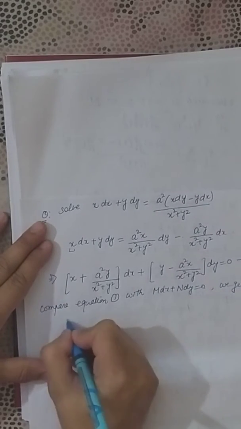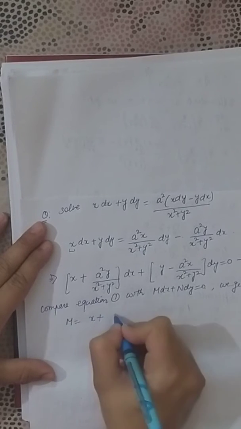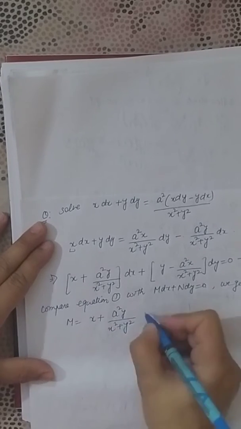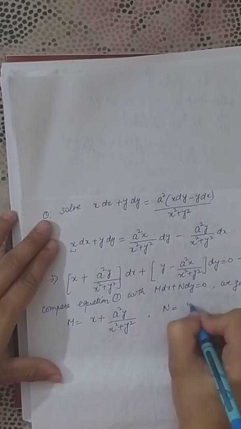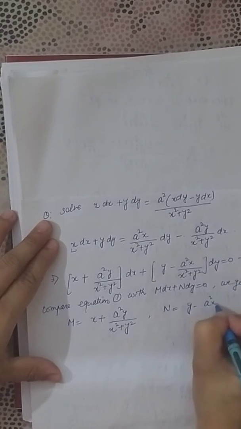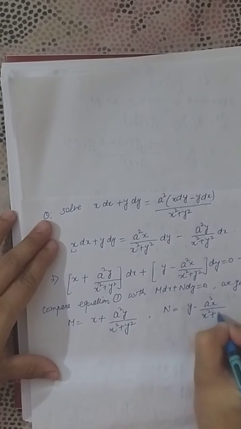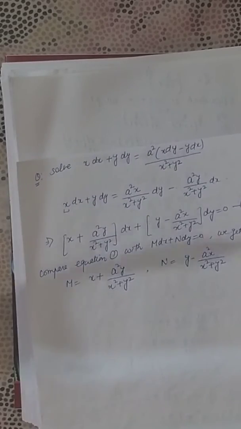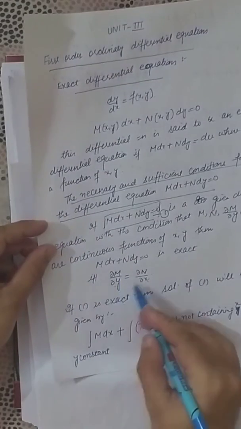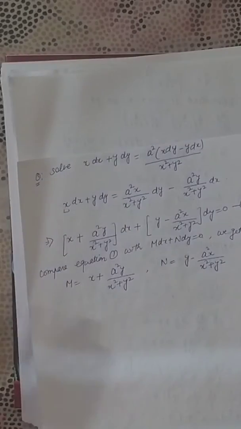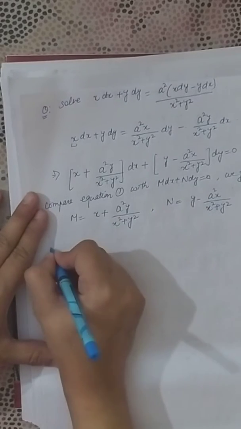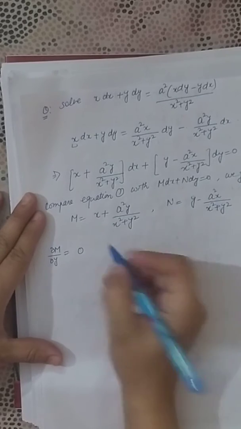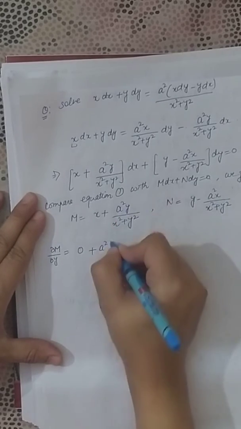We get M equal to x plus a square y divided by x square plus y square, and N equal to y minus a square x divided by x square plus y square. Now we have to evaluate ∂M/∂y and ∂N/∂x. Now ∂M/∂y: x is constant, its derivative is 0. I take a square outside.